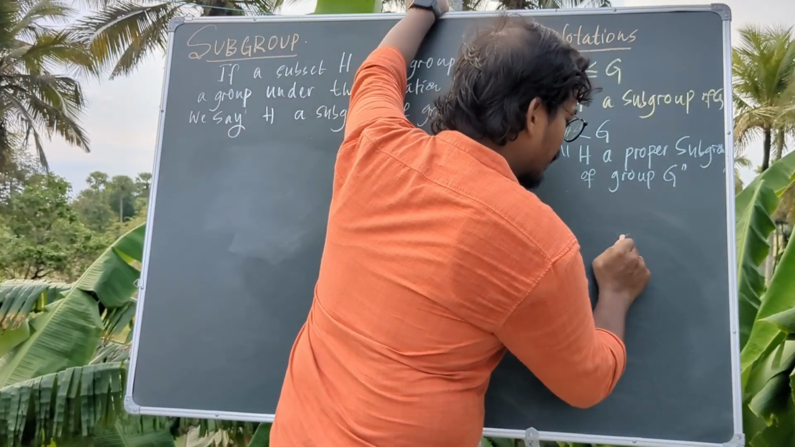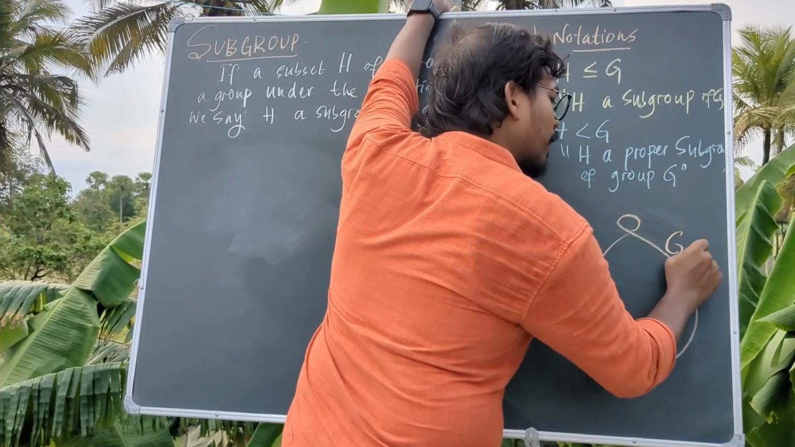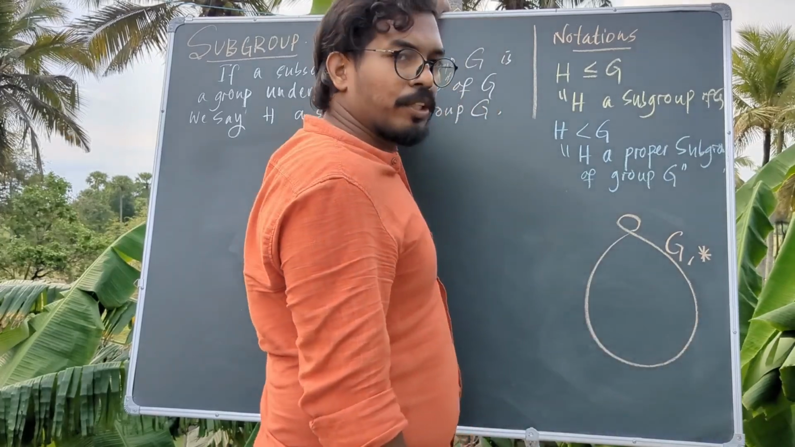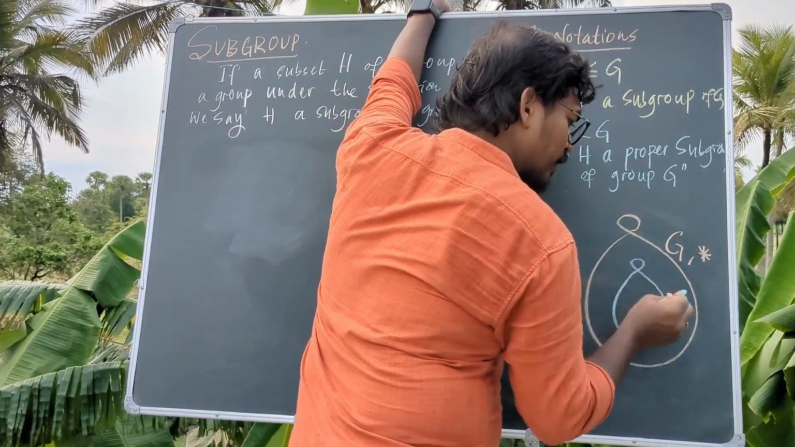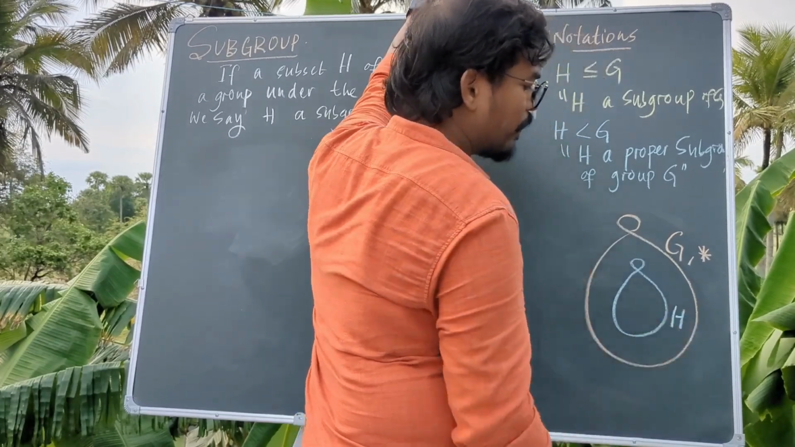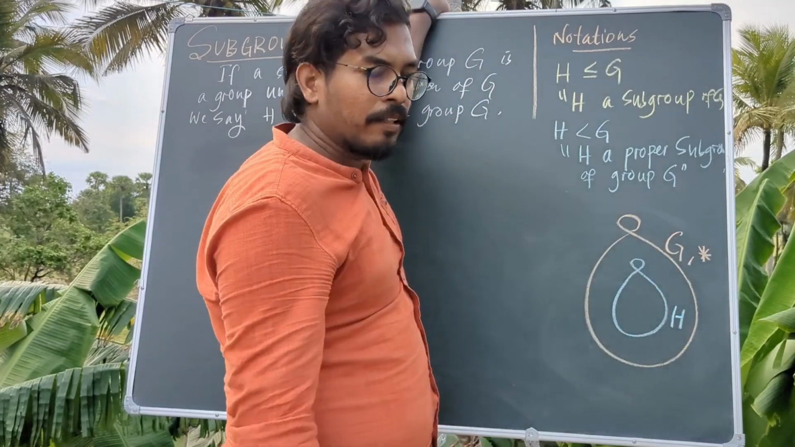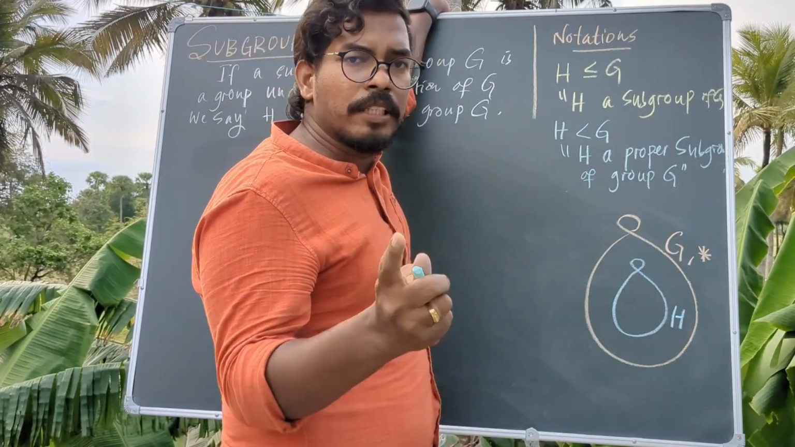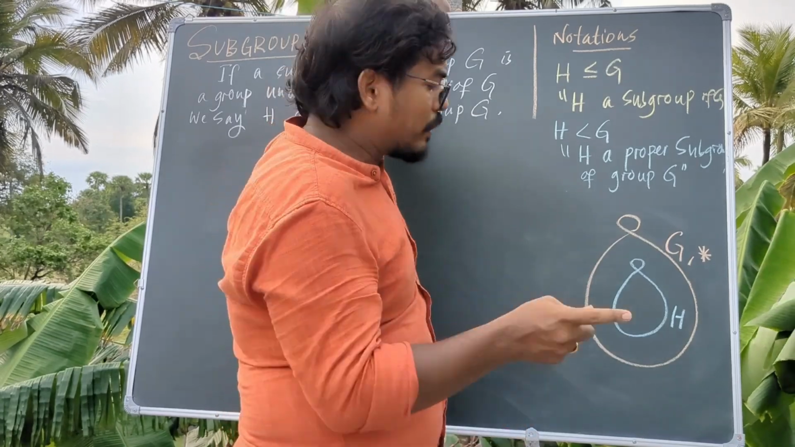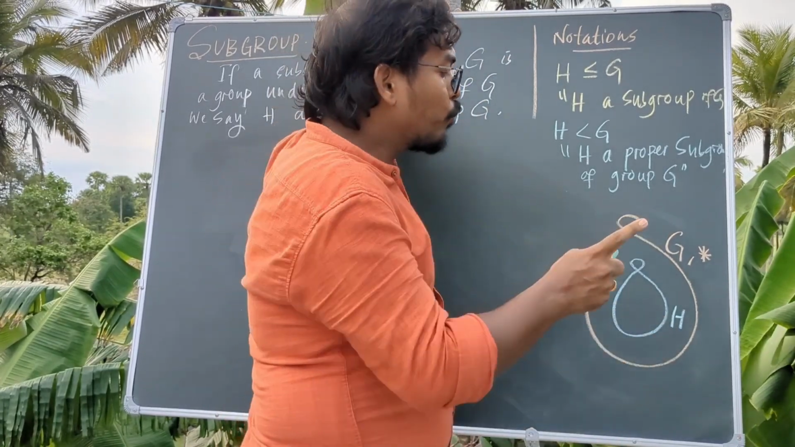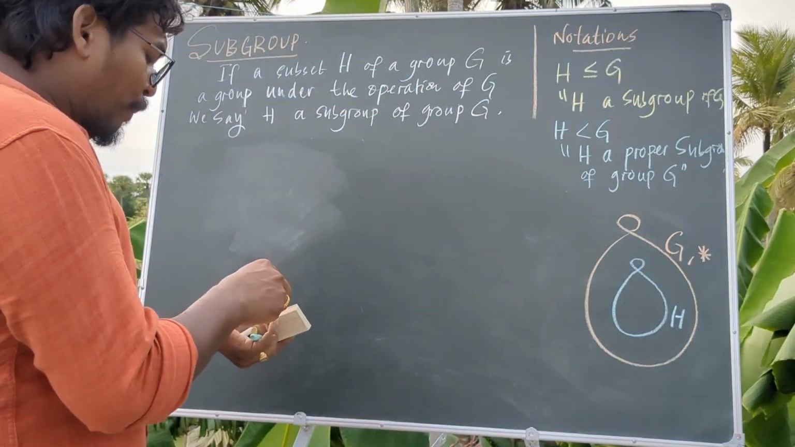Let this be our happy little group G, and under some operation star it forms a group, and within this set G we have another set. Suppose this is the set H, and this set H under the operation star forms a group. That means it will satisfy all four group axioms. If that is the case, we say H is a subgroup of the group G. And let us see some of the examples.